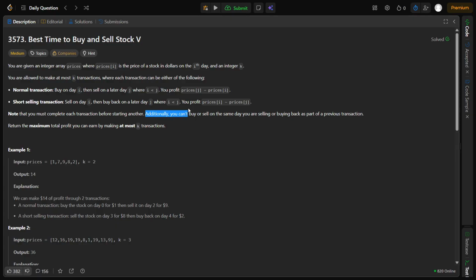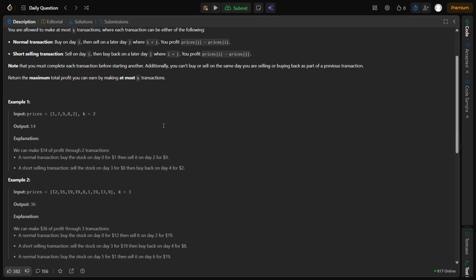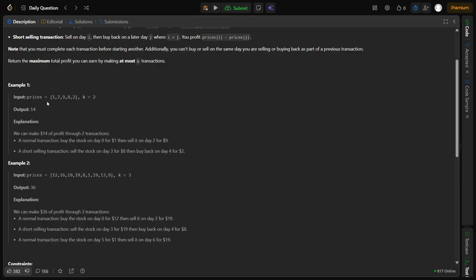And additionally, you can't buy or sell on the same day you are selling or buying back as part of the previous transaction. Okay, we will look into this as well when we look at the examples. So we need to return the maximum profit if we make at most k transactions. So let's see an example. Here is an example, 1 7 9 8 2, and we can make at most k transactions.